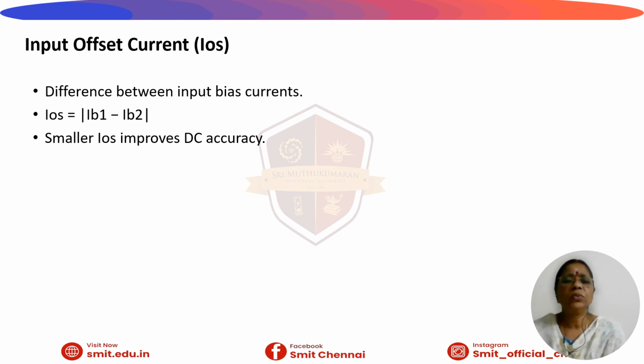IOS is equal to 0 if IB1 and IB2 are equal, but due to practical difficulties, IB1 and IB2 are not equal, leading to some offset current. Smaller IOS improves the DC accuracy.